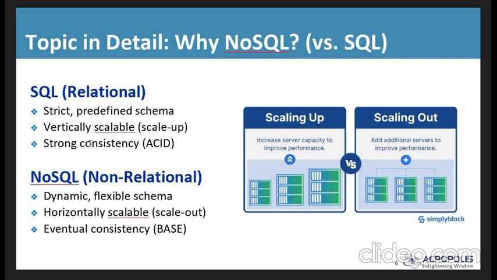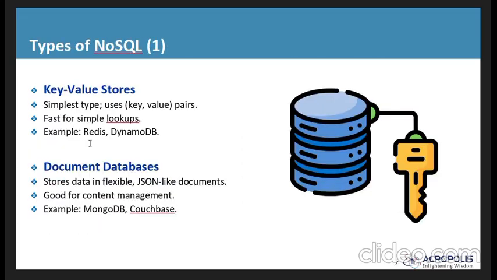Next is key-value storage and document database. A key-value store uses simple key-value pairs and is fast for simple lookups, for example Redis and DynamoDB. A document database stores data in flexible JSON-like documents and is good for content management, for example MongoDB and Couchbase.